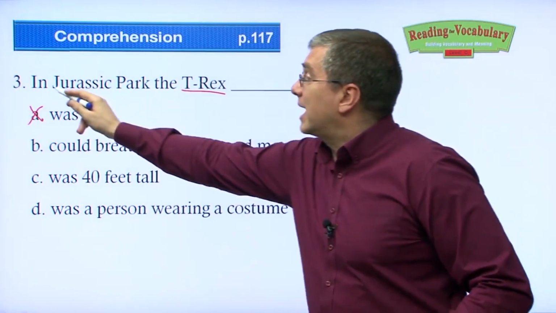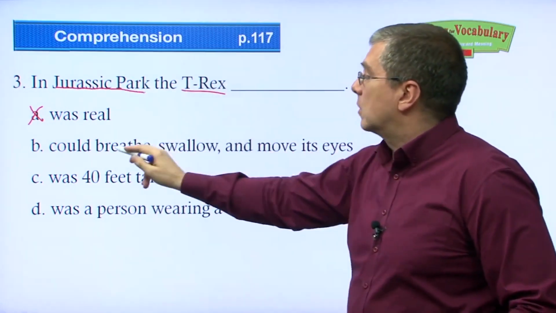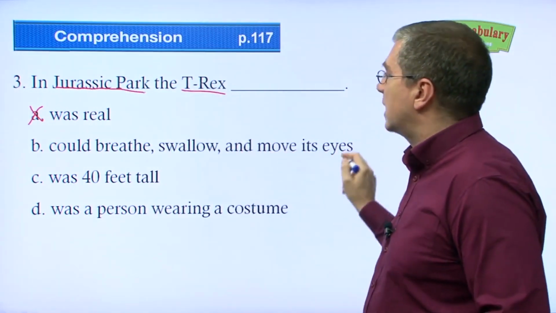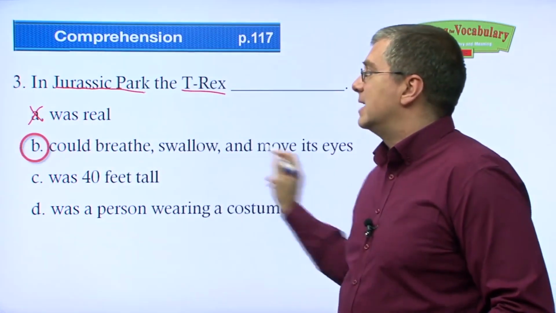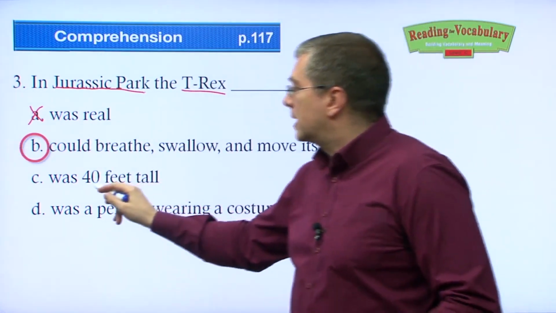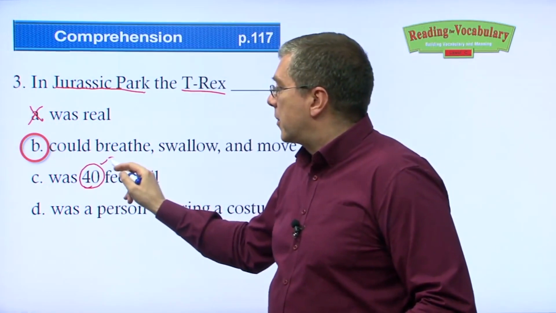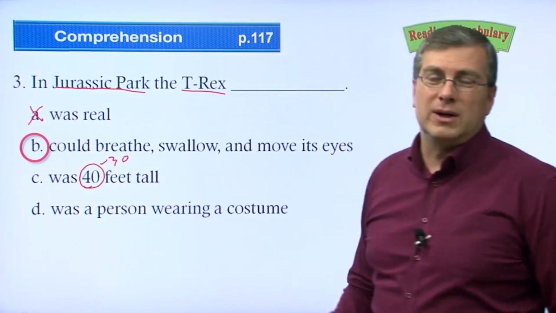In Jurassic Park, in the movie, the dinosaur could breathe, swallow, and move its eyes. Yes, that is true. That is the answer. C is wrong because they're using 40. It was 30 feet tall, not 40 feet tall.